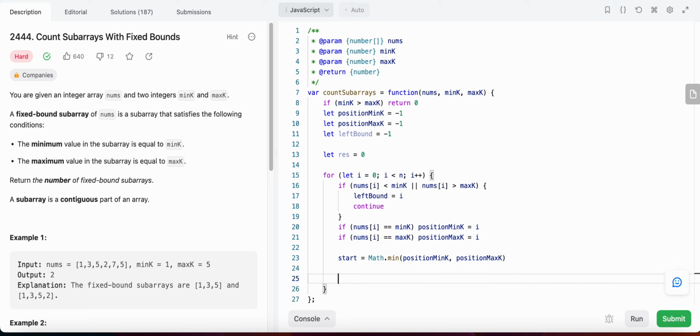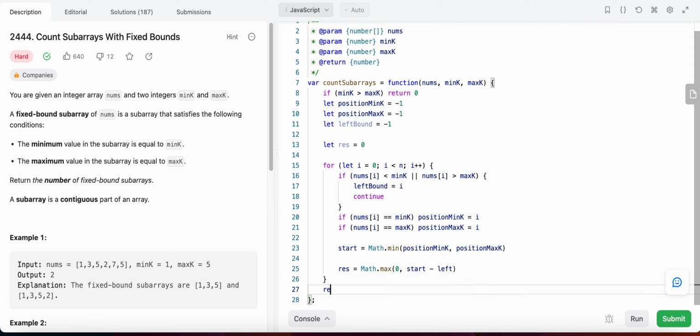So once we found our start value, now we are going to add to our result the max of 0 and the difference between the start minus the left bound, so that only if this is positive, that is the start is greater than the left bound, that means that both the min and the max lie to the left. That is when we found our subarray. So we are going to add to our result, and then finally we are going to return our result.